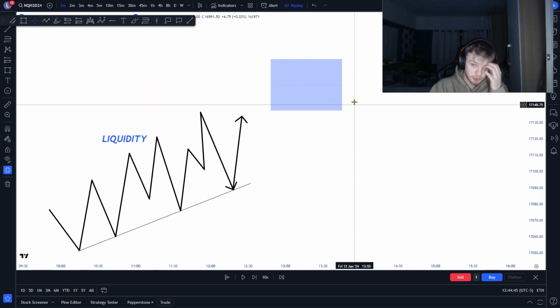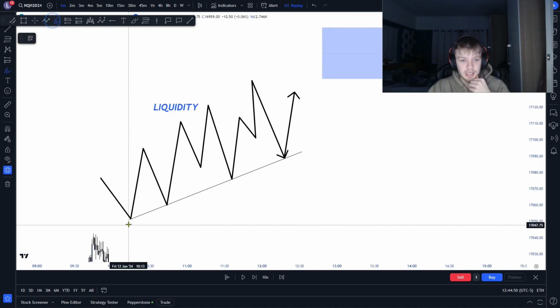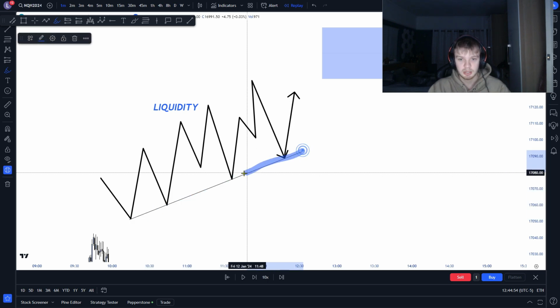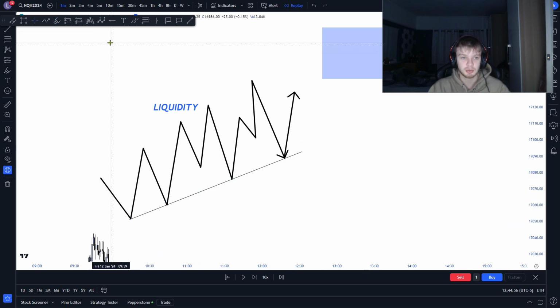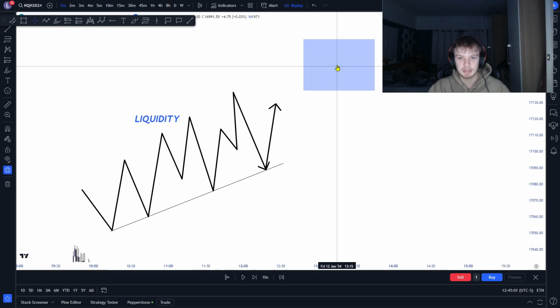We don't know why it wants to go up here, but let's just say price action wants to go up here. We know that there is lots of liquidity sitting here in this area. Okay, so what the market makers might want to do is actually come down, take this liquidity, and then end up going back in its intended direction.